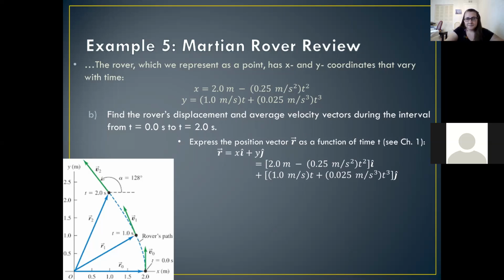But anyway, one of the ways to write out a vector is to write out its components separately like that and then add them together. So we have our x component, and that's in the i hat direction.